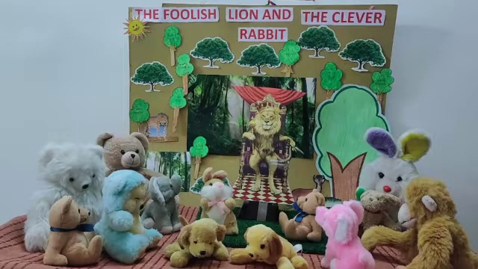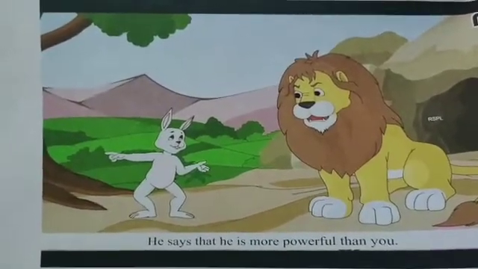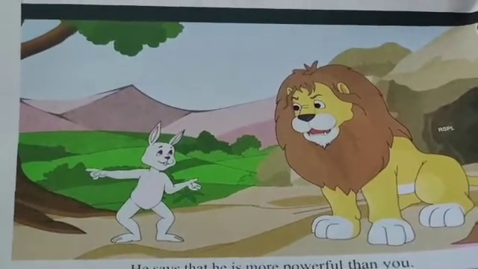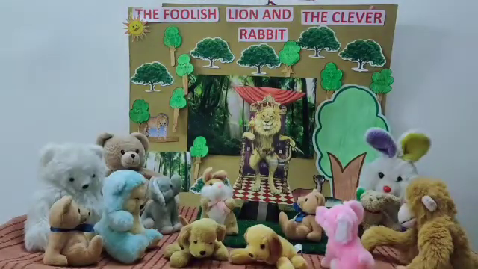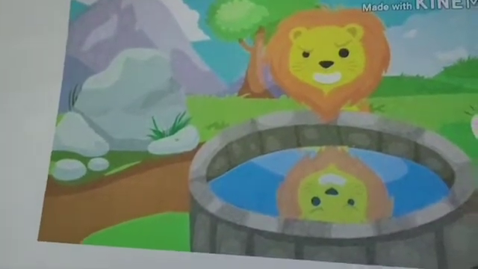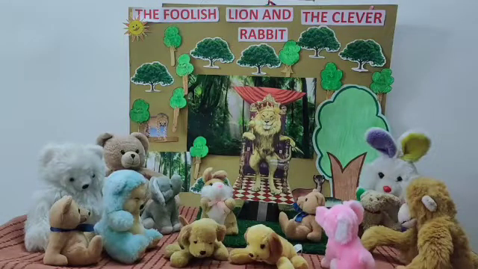The lion said, "Okay, show me where the other lion is." The rabbit took this lion to the well and told him the other lion is hiding inside the well. Have a look at the lion in the well. Just as the lion looked in the well, he saw his own reflection. He thought it was the other lion. He was very angry and said, "Wait, I will teach you a lesson." And without wasting any time, he jumped into the well. And guess what? He drowned.